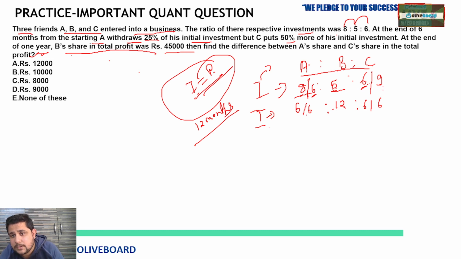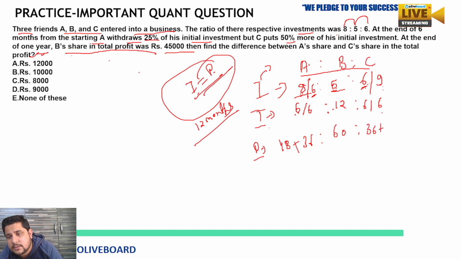See, now how will the 8 into 6 profit ratio be calculated? 8 multiply 6 is 48, plus 6 into 6 is 36, is to 5 into 12 means 60, then 6 into 6 is 36, 9 into 6 so plus 54. So in the total ratio, what values will we get? 48, 36, so 84 is to 60 is to 90.